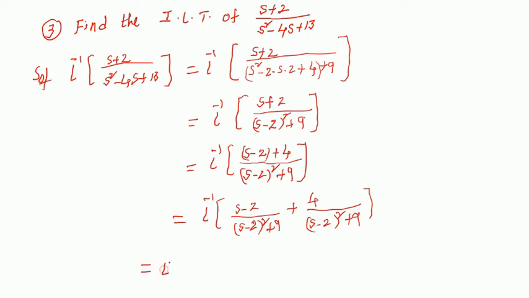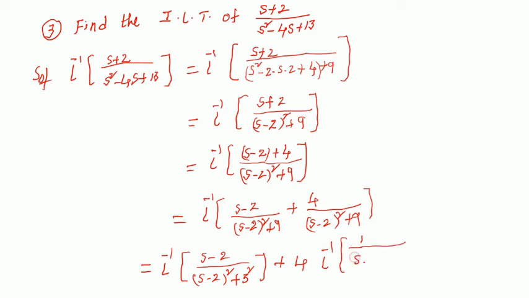Then what happened? L inverse of (s minus 2) by ((s minus 2) whole square plus 9) can be written with 3 square, plus 4 is a constant, keep it outside. L inverse of, what is that? 1 by ((s minus 2) whole square plus 9) can be written as 3 square.